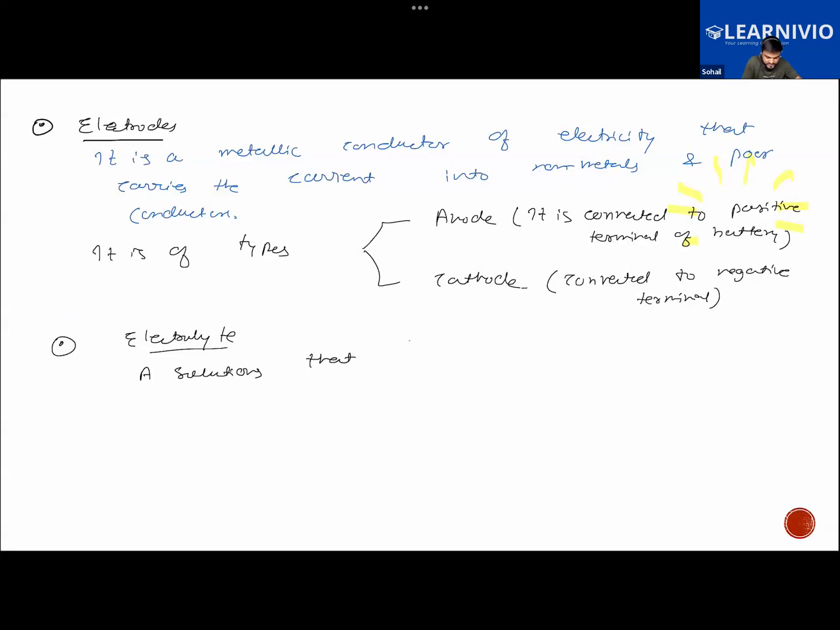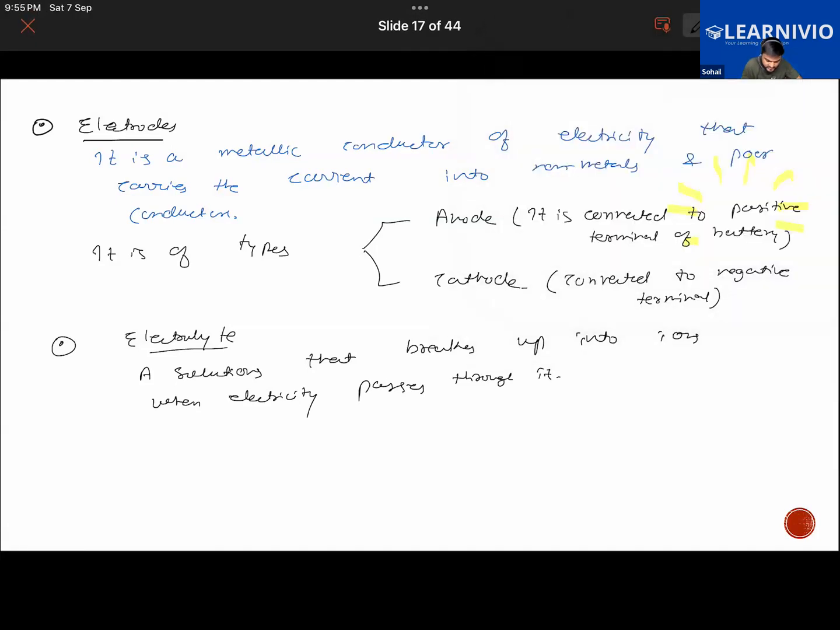So by definition, we define an electrolyte as a solution that breaks up into ions when electricity passes through it. The examples of electrolytes are as follows: copper sulfate solution, sodium chloride solution, or sulfuric acid solution.